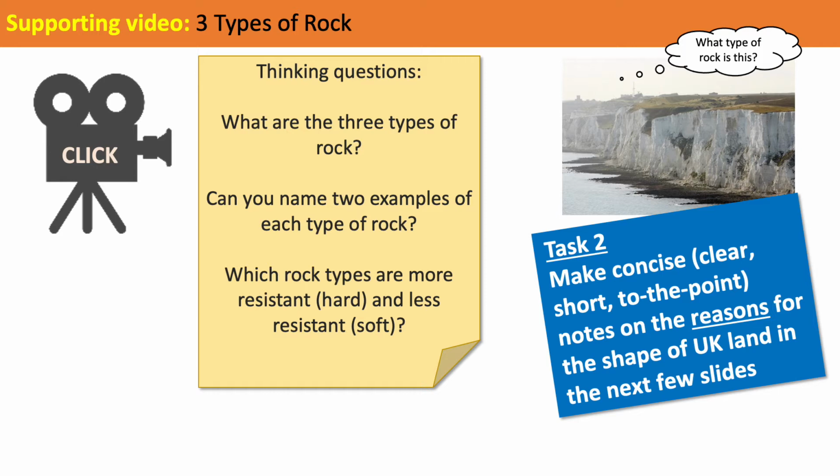Really quickly, before we go on to that next slide, have a look at that image. This is in the southeast of the UK. The rock type there looks quite pale, white. Start to think about if you saw that in an exam paper or even in real life, what type of rock would you assume that is?